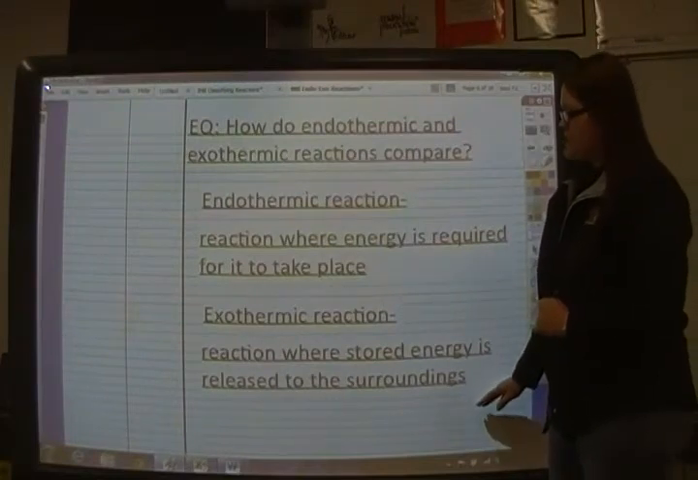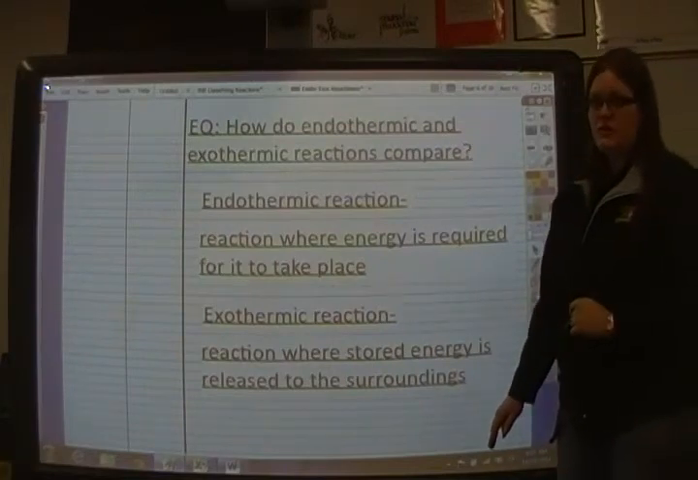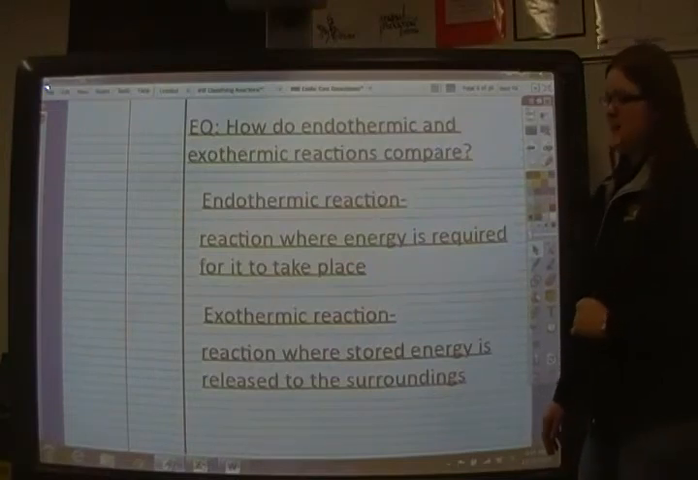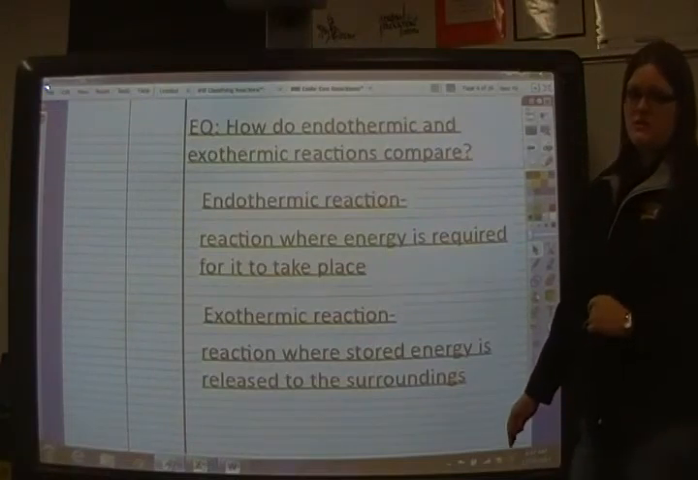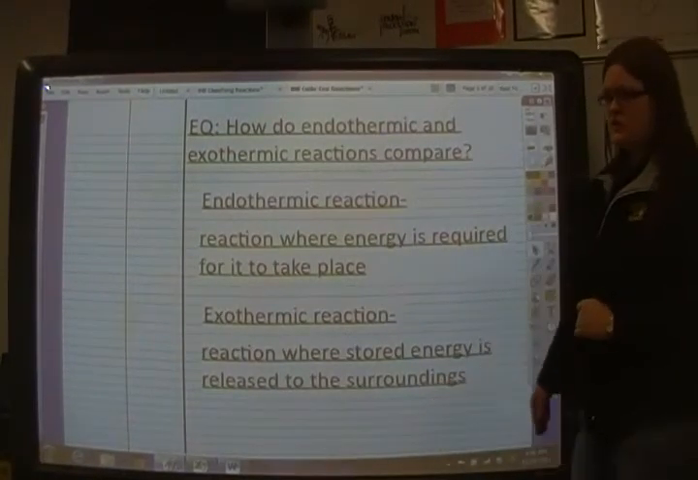An exothermic reaction is a reaction where stored energy is released to the surroundings. For example, a glow stick emits light energy to the surroundings. So a glow stick would be considered an exothermic reaction.